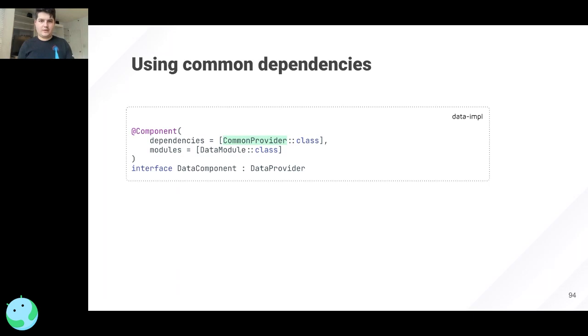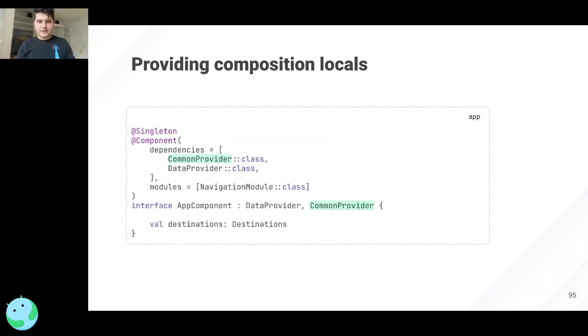Again, it does not know anything about Dagger. And again, in the application, we also can include this common provider. So our application module needs to depend on it. And when it depends on the common provider, it actually can give the instance of the application context to it.